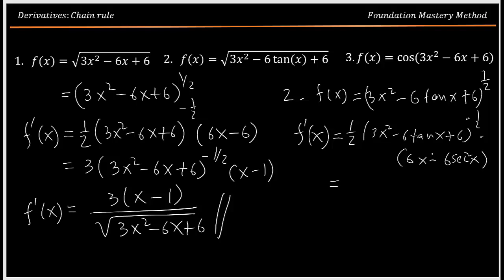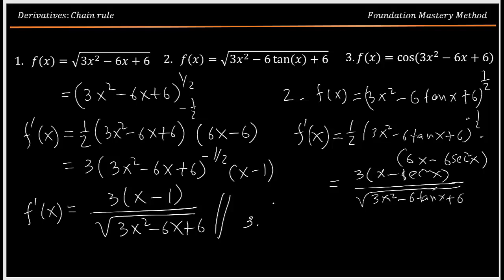Now the simplified version of this one could be written as, before 6 you factor out, you get 3x minus secant squared x over square root of 3x squared minus 6 tangent x plus 6 in the denominator. We are done for problem number 2. Now problem number 3 is very simple.